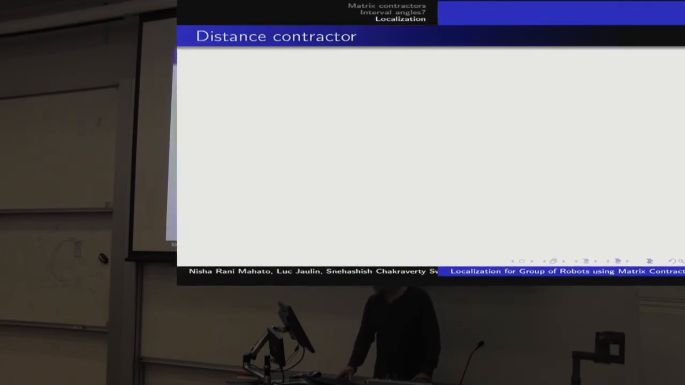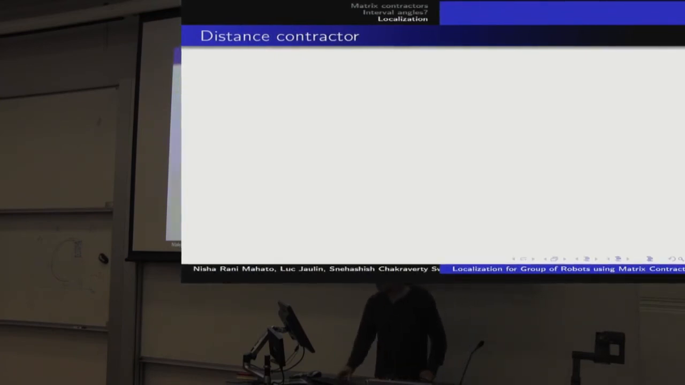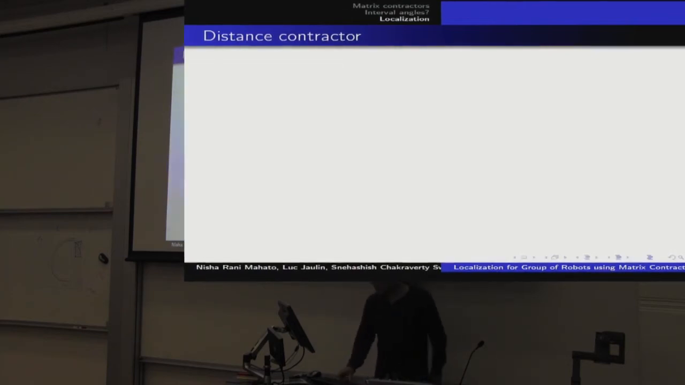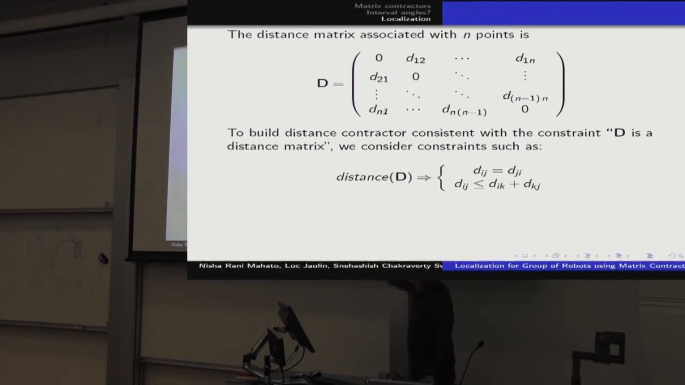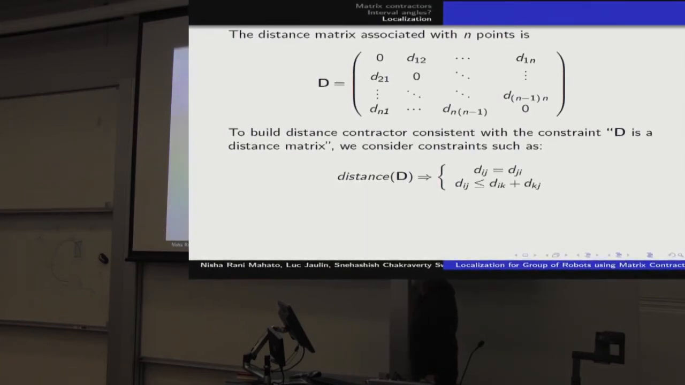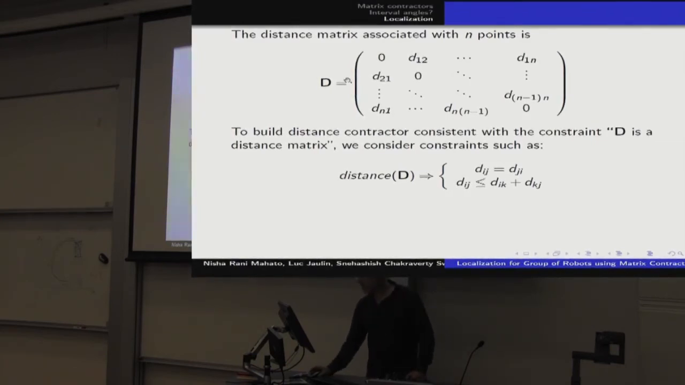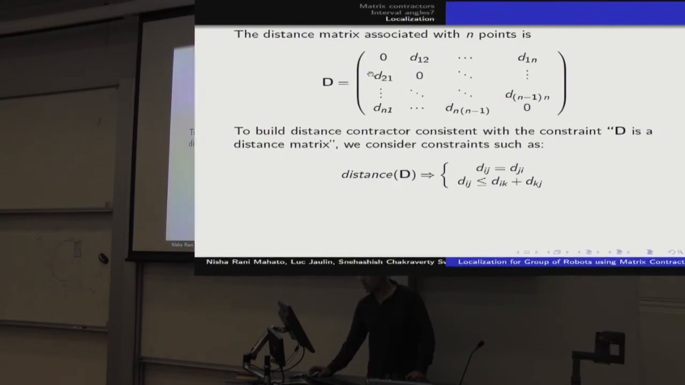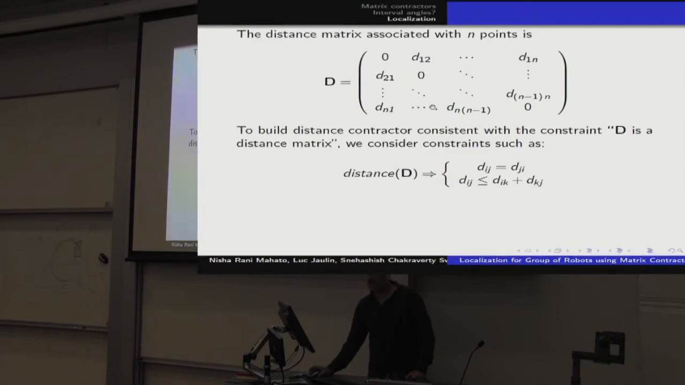Okay. Also, it's important to build another contractor, which is called a distance contractor, but it's not like the angles. We don't have this kind of singularities we have on the angles. So a distance matrix corresponds to a specific matrix, which is symmetric, and each entry of the matrix tells you the distance between the robot I and the robot J.